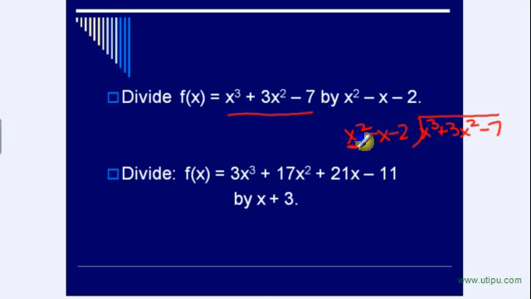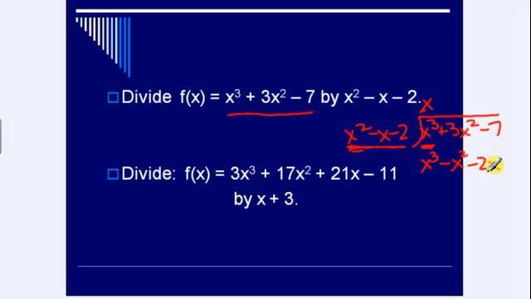We still want to start with taking x squared into x cubed. Well, x cubed divided by x squared is just x. Now that x I need to multiply through this whole polynomial. So x times x squared is x cubed. X times x is x squared, and that's going to be minus x squared because it's a positive times negative. And then x times negative 2 is minus 2x.